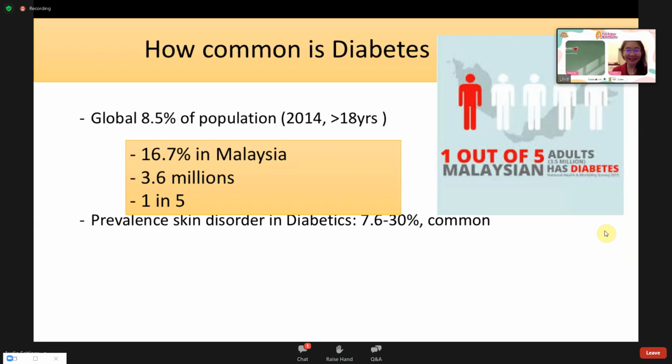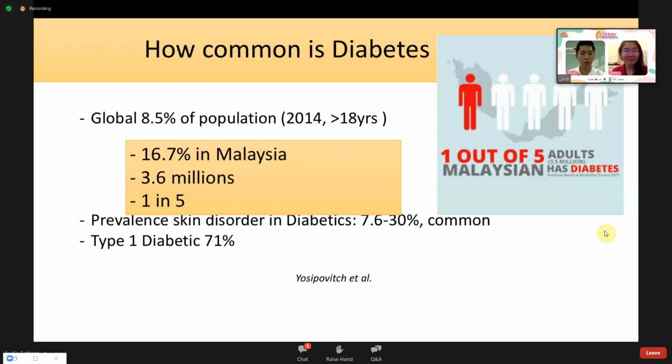and it is not a small population. On top of that, how common is skin disorder in diabetics? It ranges from about 7.6 to 30%. So it's pretty common. And as we know, we have type 1 and type 2 diabetes. Surprisingly, in type 1 diabetes, the prevalence of skin disorder is 71%, meaning if you have type 1 diabetes, you're prone to have dry skin.